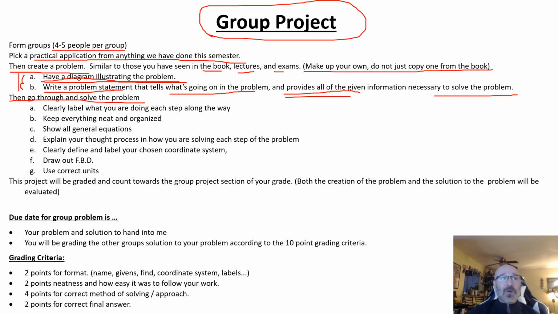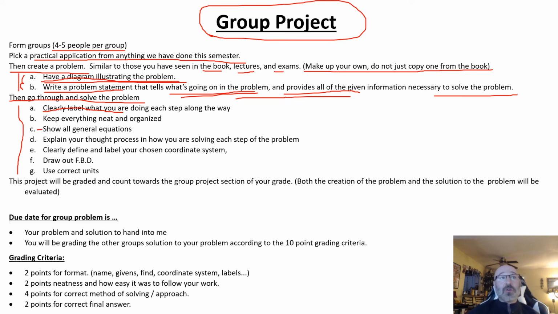So as you're going through and you're looking through this, pay attention to those things and list out in your problem statement, please assume there is no friction. Whatever it may be, please assume that the pulleys have no mass. Things like that are going to be important for you to put into the problem statement here for other students to solve your problem. So as you're creating your solution, please clearly label everything that you're doing in each step along the way. Keep everything neat and organized.